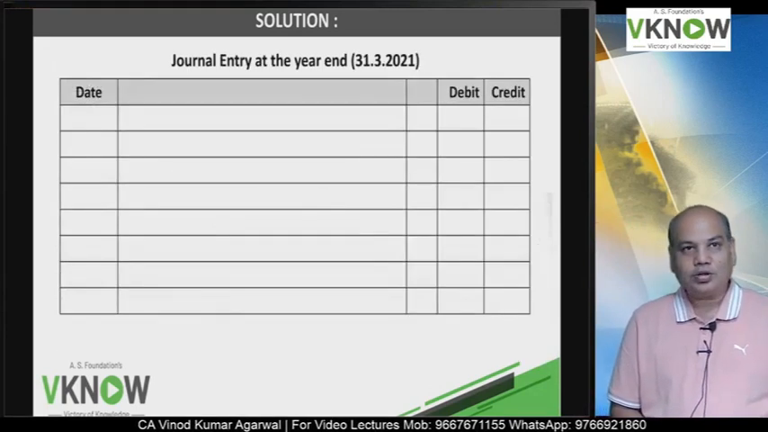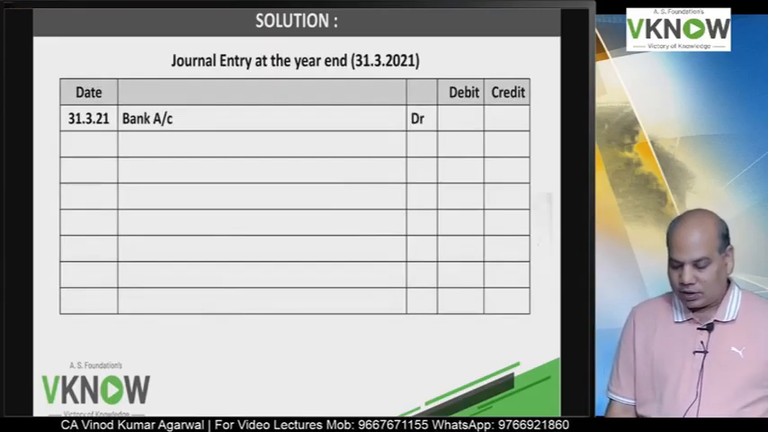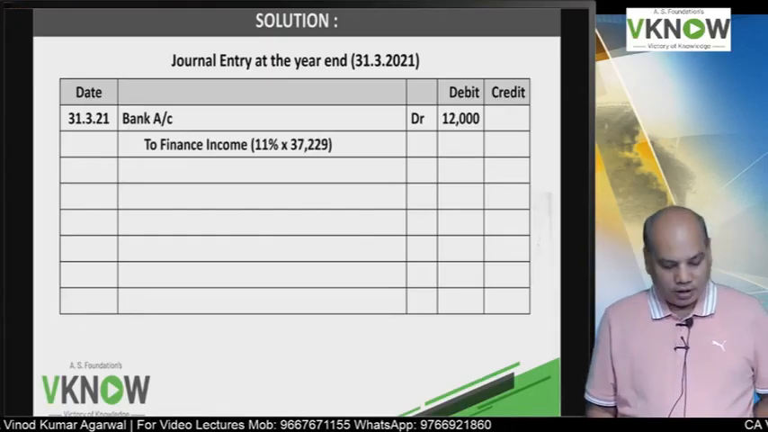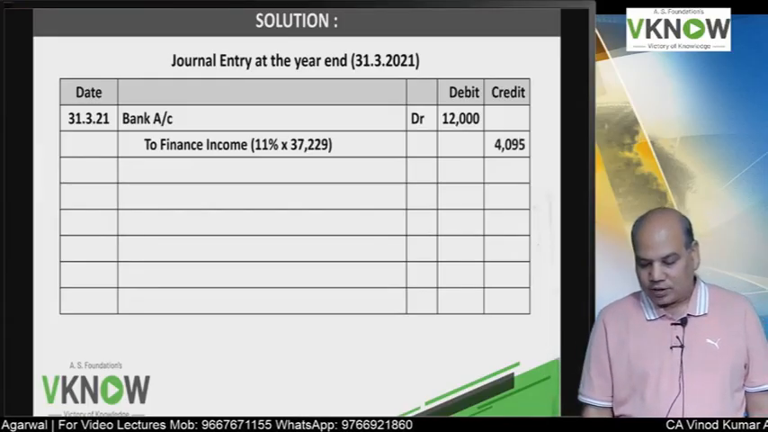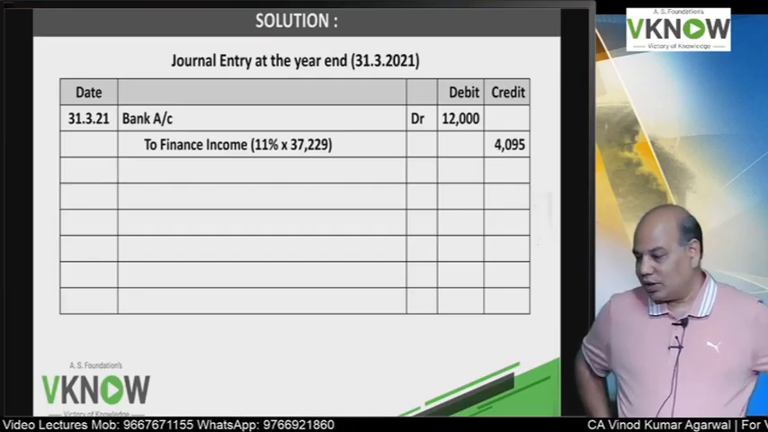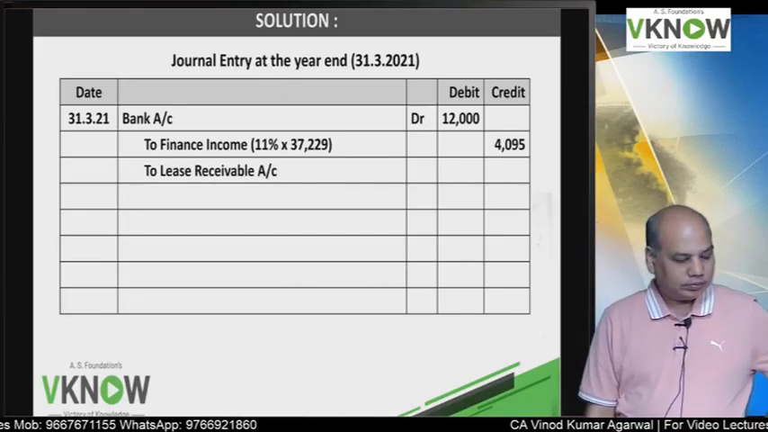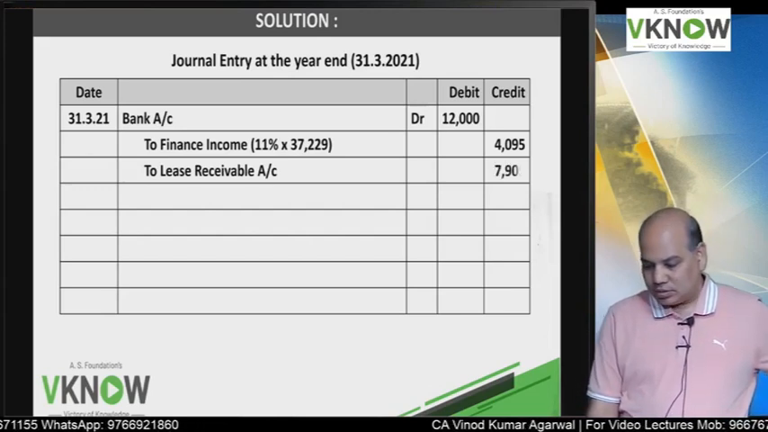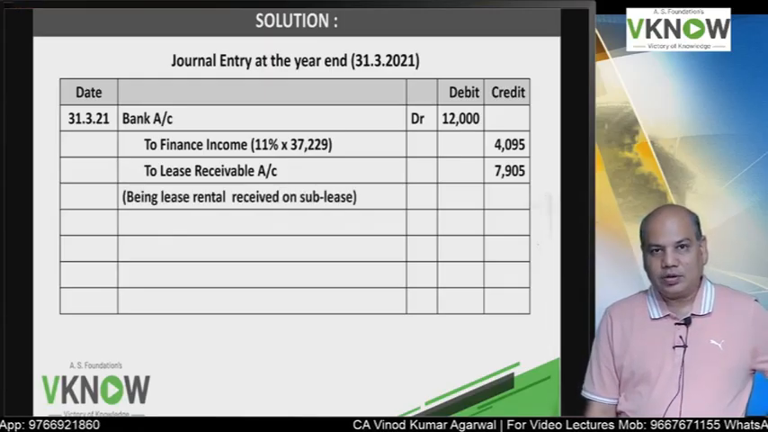Now write down the journal entry on 31st March 2021. Bank account debit. First we'll receive 12,000 rupees. Out of that we will transfer 11% of 37,229 to finance income. Please check the calculation. Good, you calculated. 4095. Is it right? And the remaining amount to lease receivable. Come on, student. 7905. Very good. Being lease rental received on sublease.